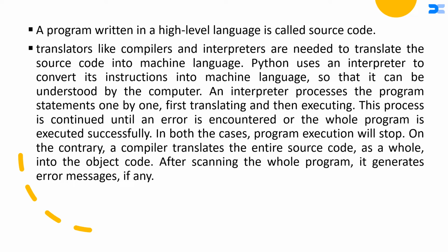An interpreter processes the program statements one by one, first translating and then executing. This process is continued until an error is encountered or the whole program is executed successfully. In both cases, program execution will stop. On the contrary, a compiler translates the entire source code, as a whole, into the object code. After scanning the whole program, it generates error messages, if any.